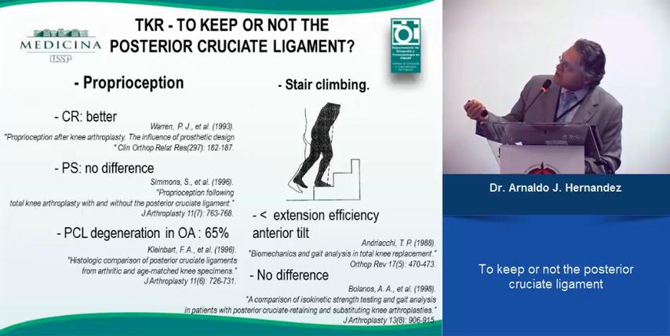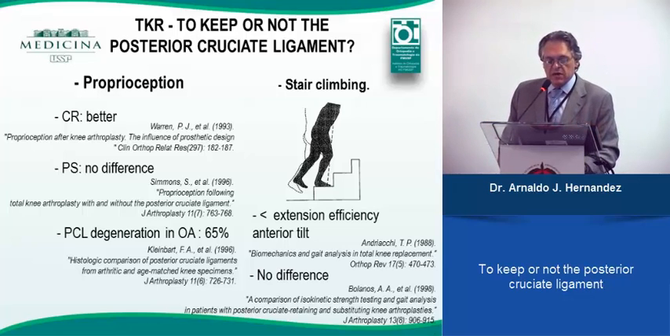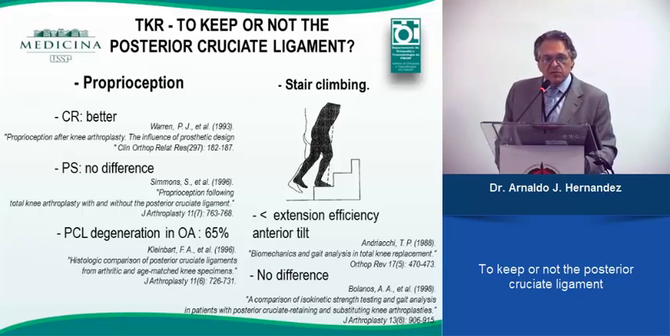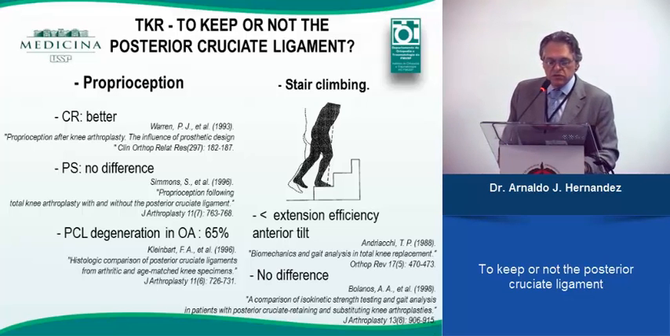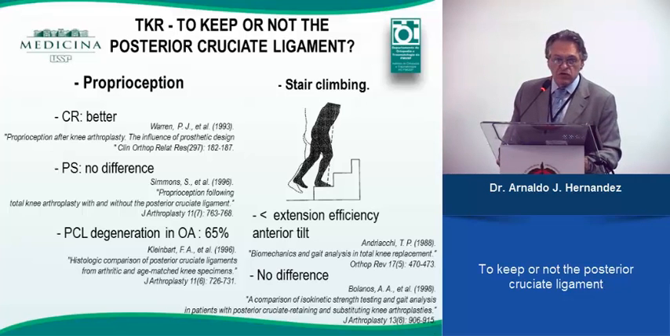Another consideration is the function of the posterior cruciate for stair climbing. The posterior cruciate ligament helps in the strength of the quadriceps muscle. And when you lose the posterior cruciate ligament, you have some deficiency in this function. So it's more difficult, and sometimes you need to do an anterior tilt of your body to climb one or two steps in a stair. But some other studies say that there is absolutely no difference if you have a PS model or a CR model. So the studies are very controversial in all these points of view. You have arguments for both sides.